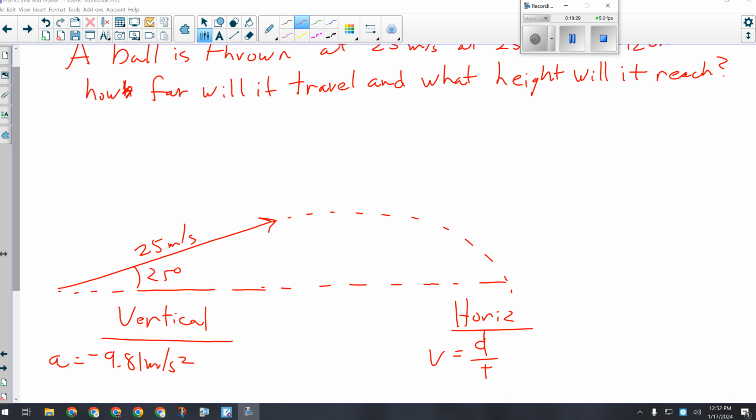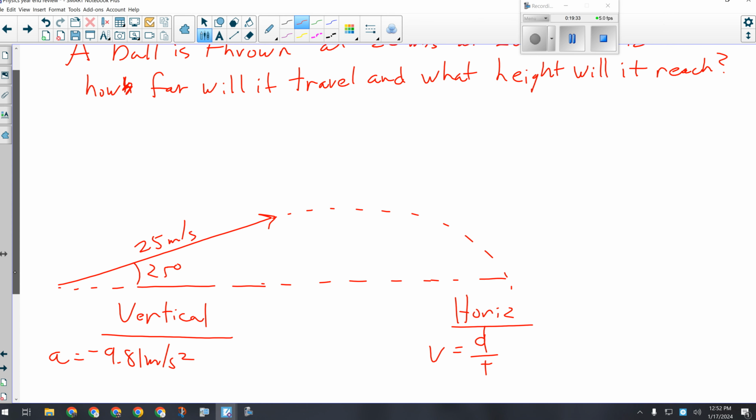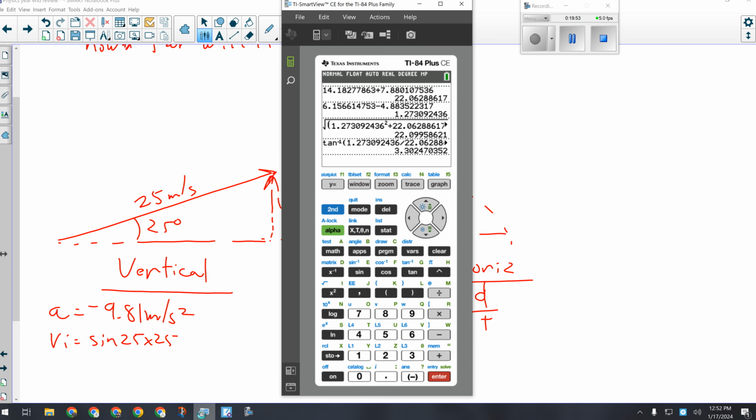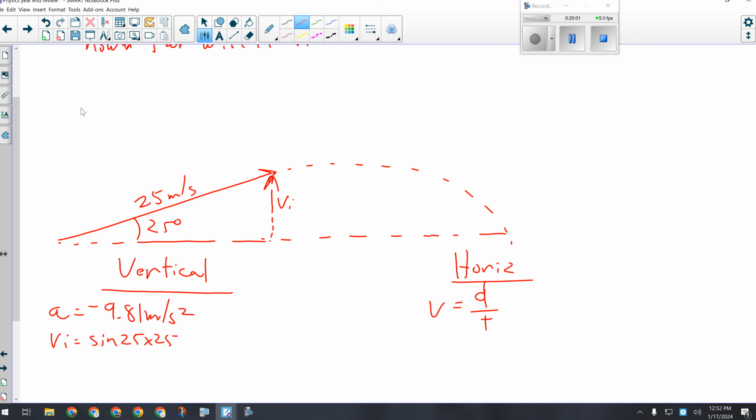So one of our givens is that acceleration is negative 9.81. The rest we've got to get from vector components. This side is going to be our initial vertical velocity. I'm going to calculate it by going sine of 25 times 25, because I picked wonderful numbers. So sine of 25 degrees times 25 meters per second gives 10.56 meters per second, positive because it's up.